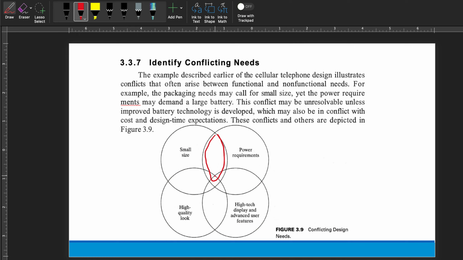However, if I consider high quality look and high tech display, then I'm limited even further. For example, maybe to satisfy all four of these, I'd have to be in this region here. Okay, so this is the idea behind that.